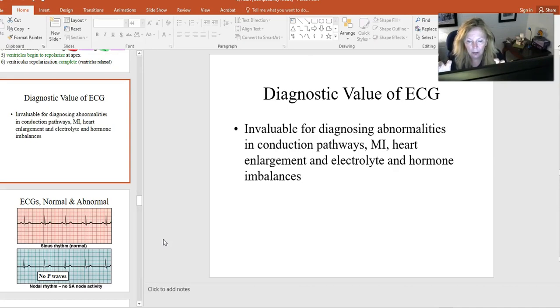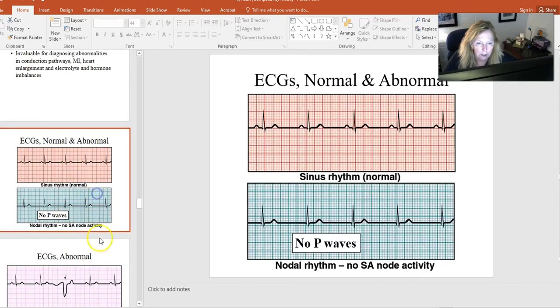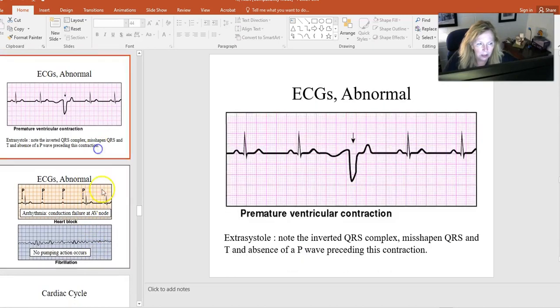A lot of times now when someone has an ECG, it's all electronic, so the computer will give a diagnosis too, but that is not a definitive diagnosis. It takes a specialist to actually look at those and get an accurate diagnosis. But they can tell a lot of things from an ECG. They're very, very valuable in cardiology.